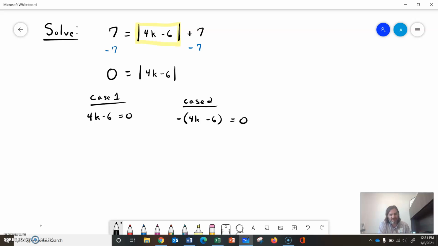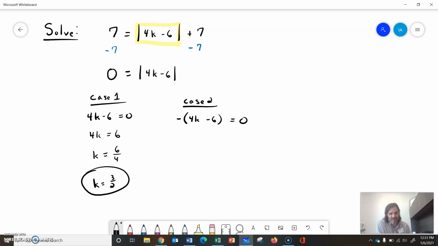Now the neat thing about both of these, we always create two cases when we do an absolute value, but the neat thing about both of these is they're both equal to 0. So if we do the first one, 4k minus 6 equals 0, we will move the 6 over, 4k equals 6, divide by the 4, k equals 6/4, which will reduce to k equals 3/2. We can go back and check that. I can tell you it works, but you might want to check it yourself.